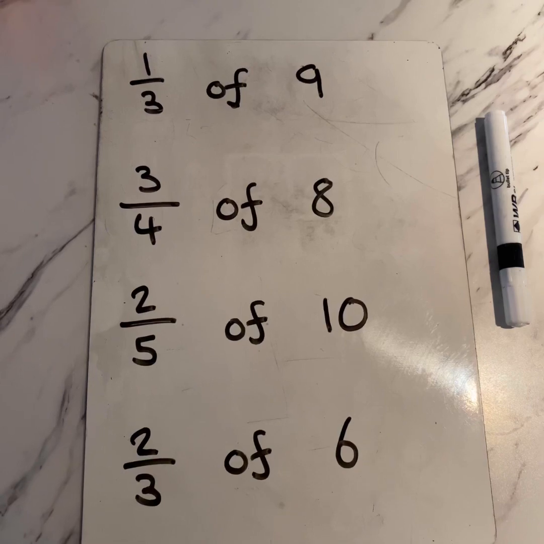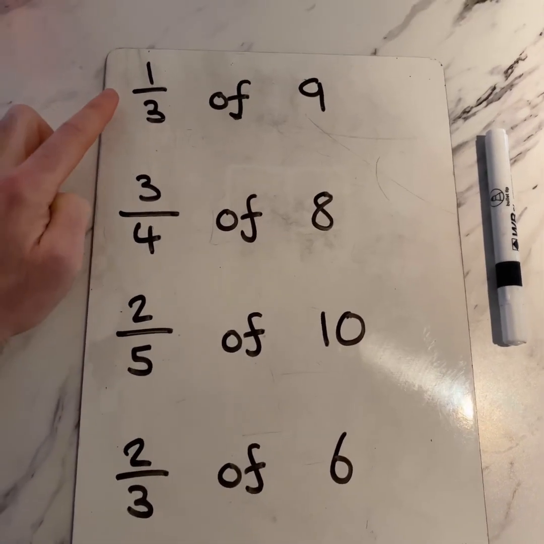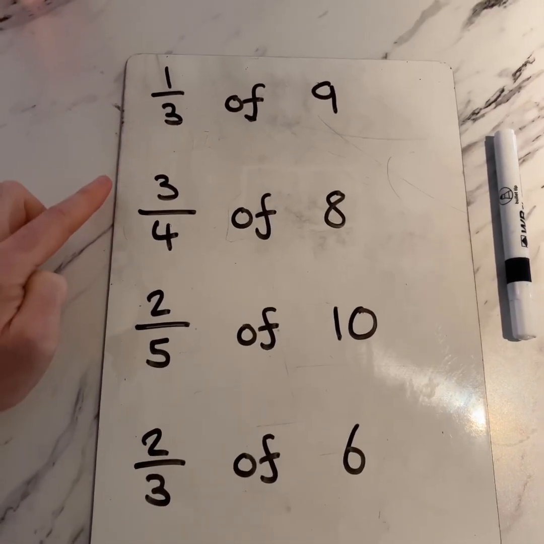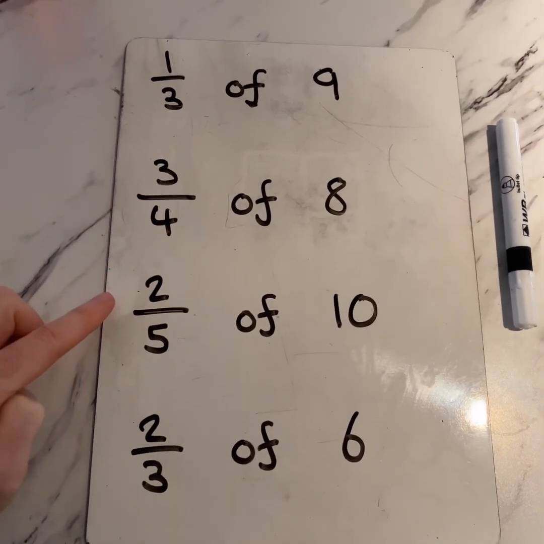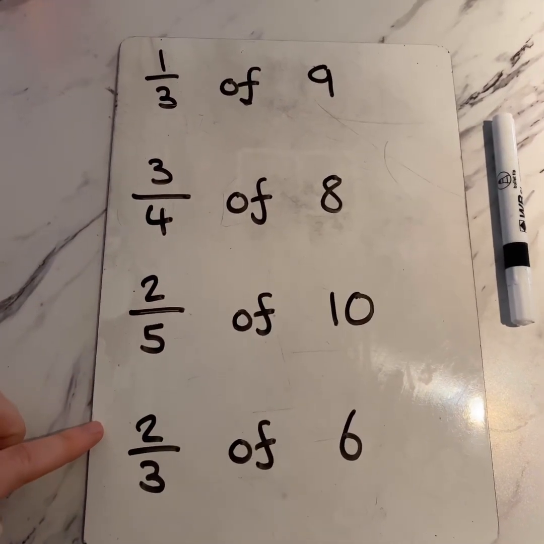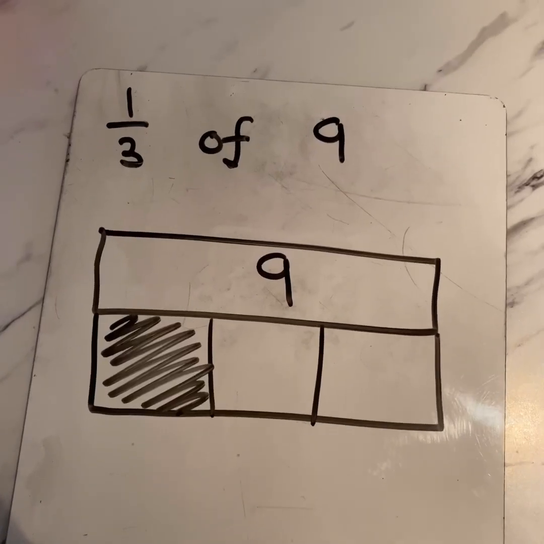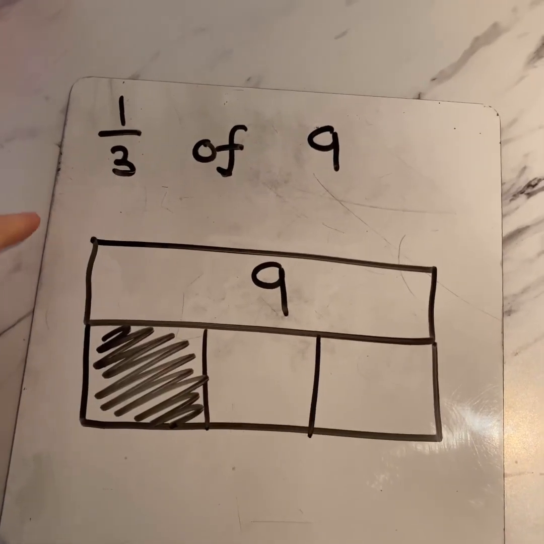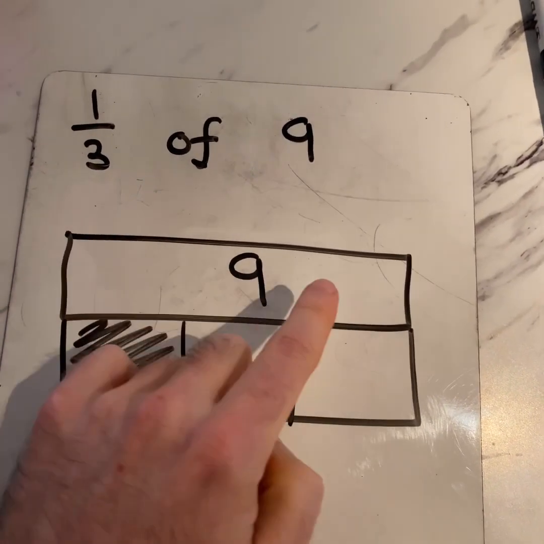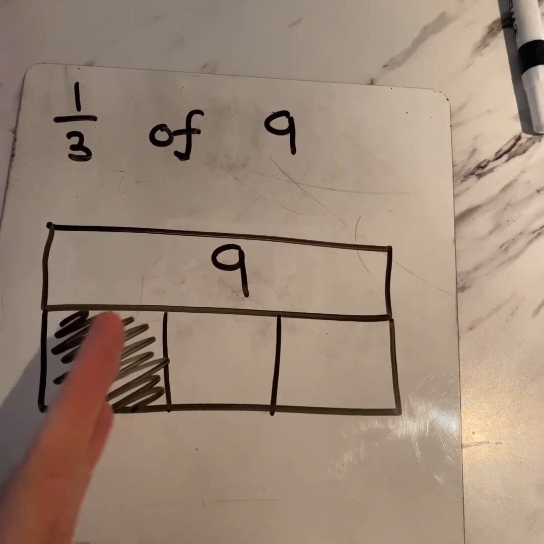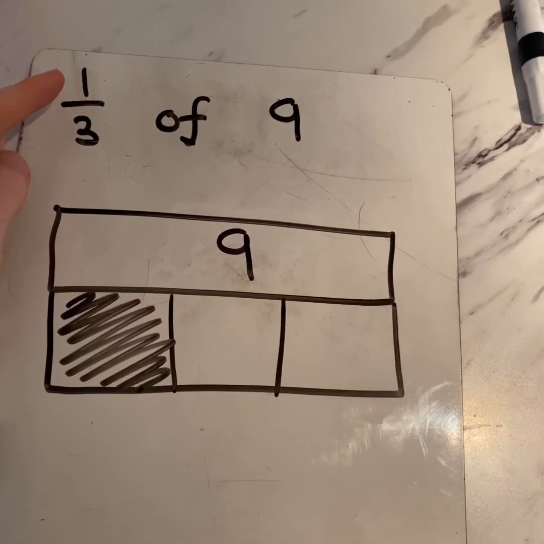Pause the video here. Using that strategy, can you find 1/3 of 9? Can you find 3/4 of 8? 2/5 of 10? And 2/3 of 6. So pause the video so you can see these ones and give them a go. And just a wee tip for that first one, 1/3 of 9, you could set it up like this. 9 is the whole. We're cutting it up into 3 parts and we're looking at 1 part. Let's see if you can become a fraction master.